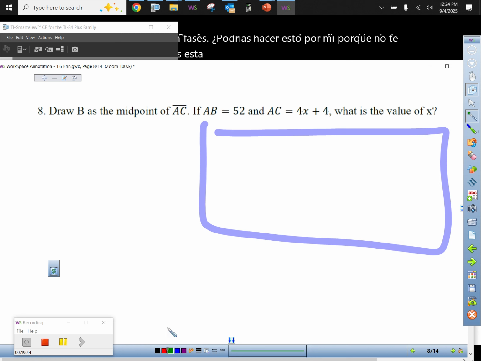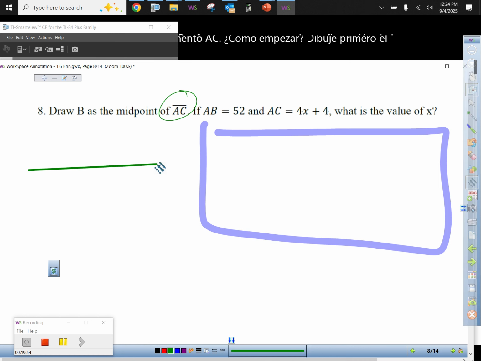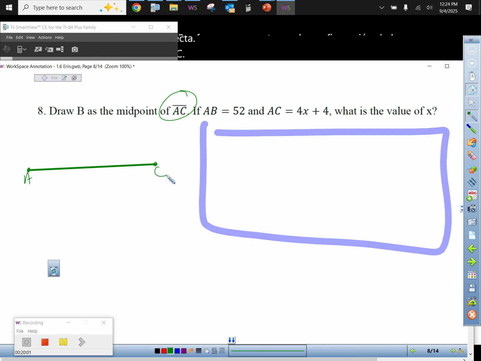How do you get started? Draw segment AC first. So use your straight edge. Draw segment AC. Who are the endpoints of segment AC? A and C. And then they want B to be the midpoint of it. So I don't need you to measure it, right? We definitely want to try to put B somewhere close to the middle, but it doesn't have to be perfect. But what we're going to do is have the math way to know it was in the middle. There's some markings that I could do.